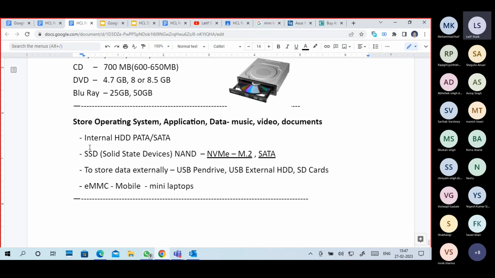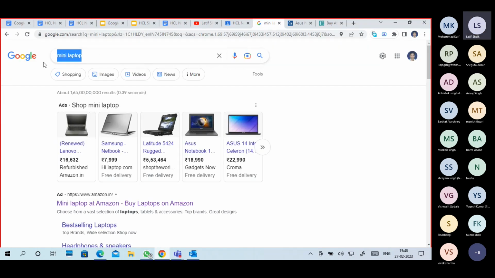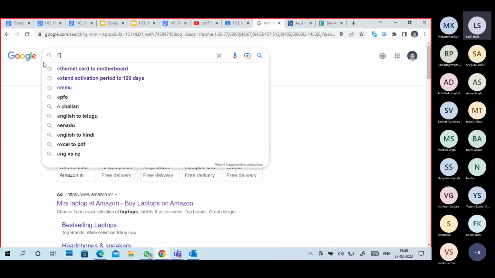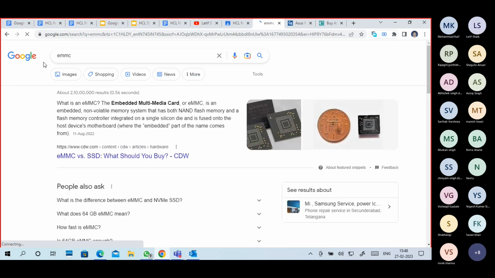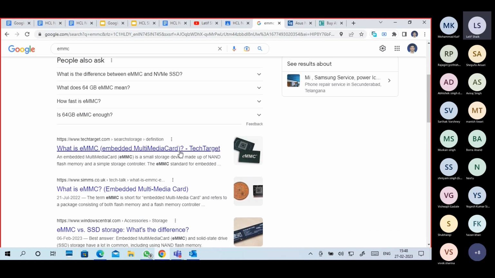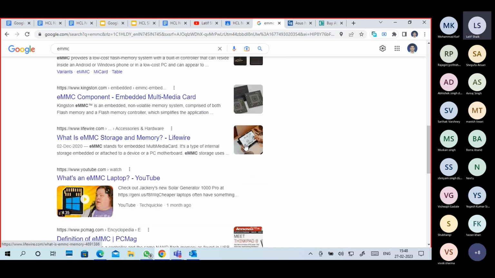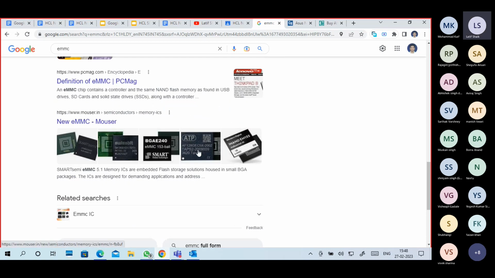A mobile phone does not have an SSD or a hard disk. Where does the data store in a mobile phone? In eMMC. It is a kind of chip. It looks like a small chip, which we cannot see if you open the phone. It is mounted directly on a board. It stores data inside.